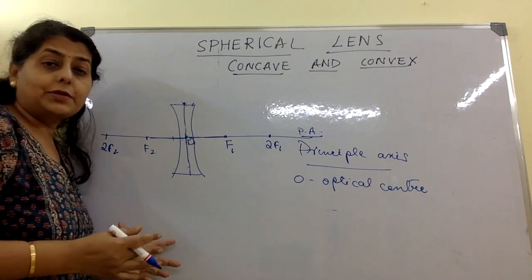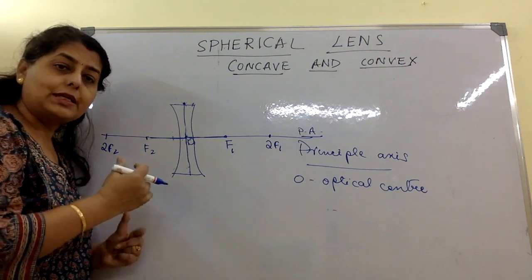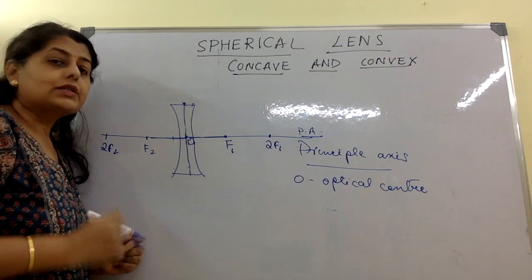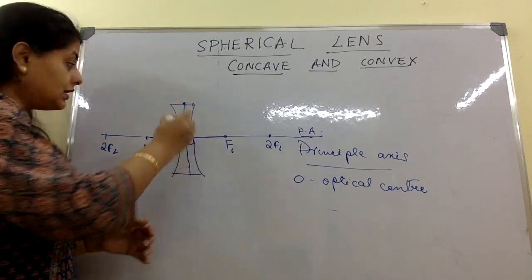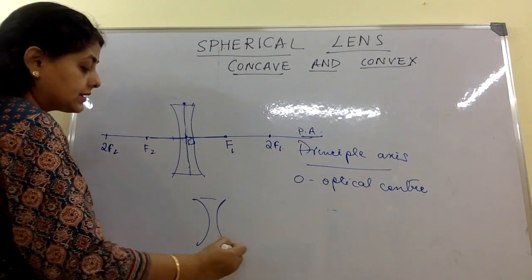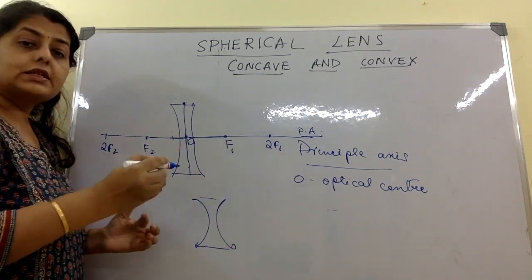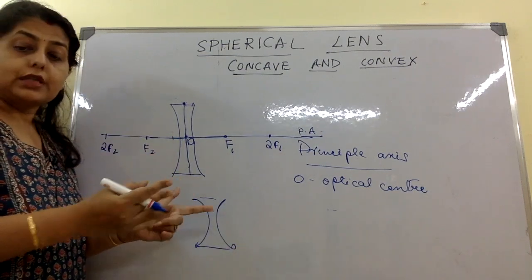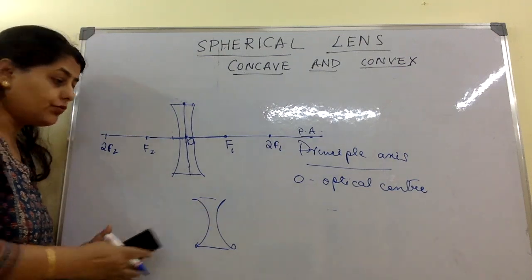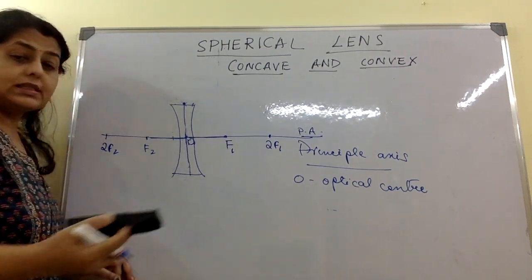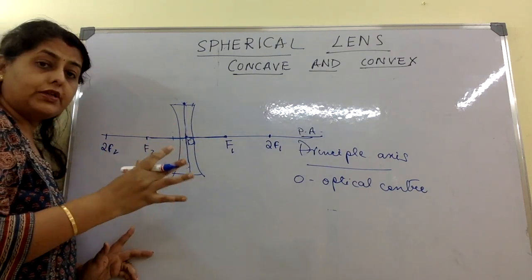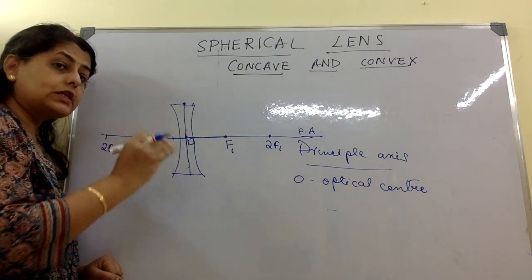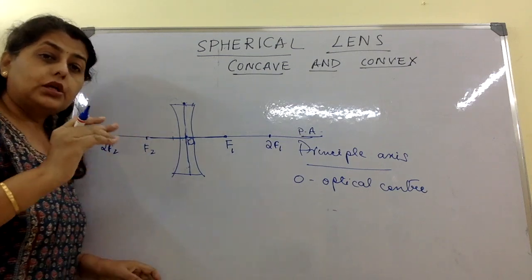Sometimes we don't remember the names. What to do? Okay, so concave is the one which is caved inside. See, it is caved inside like this. Okay, convex is the one which is not caved. So that is why you have to have some way to remember. So these are the parts of a lens.